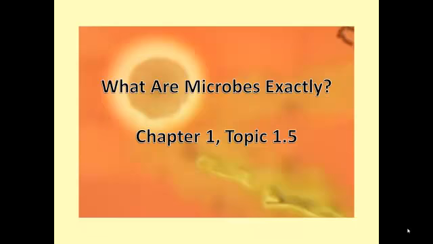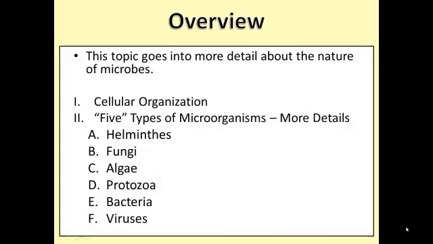What are microbes exactly? Chapter 1, Topic 1.5. This topic goes over in more detail the nature of microbes. Specifically, we're going to go over cellular organization and the 5 types of microorganisms in more detail. Actually, I've got 6 because I include algae. So the 6 types of microorganisms we're going to talk about again are helminths, fungi, algae, protozoa, bacteria, and viruses.